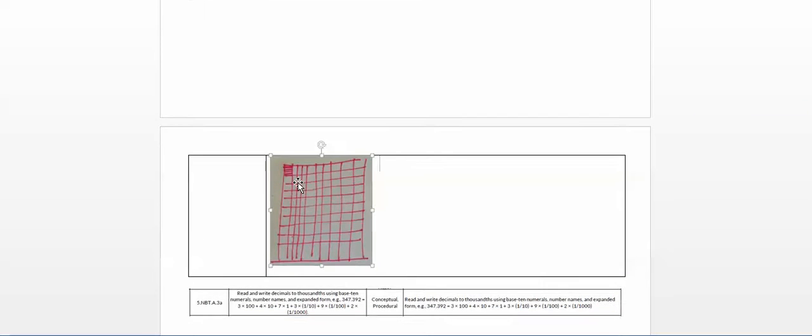And then the other way that they represented thousandths in 4th grade, you may see this, is within a hundredths grid, each hundredth is divided into 10 pieces, and one of those would be one thousandth. So you may see a student talking about that today, splitting a hundredths grid. Each hundredth divided into 10 pieces would be one thousandth.